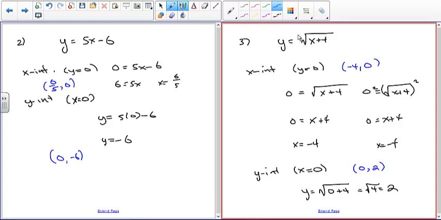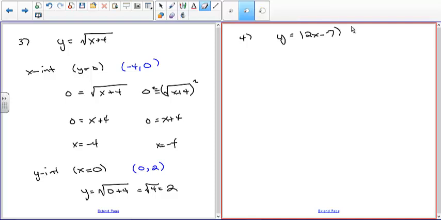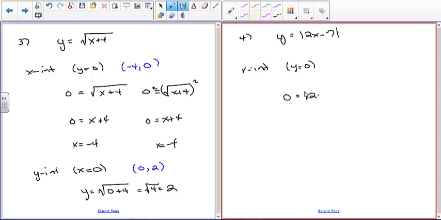Now we haven't talked about the shape of these curves at this point. We're not plotting them and looking for the x and y intercepts. We're just using this general procedure. Okay, so number 4 is y equals the absolute value of 2x minus 7. For the x-intercept, that's when you set y equal to 0. So you'd say 0 equals the absolute value of 2x minus 7.